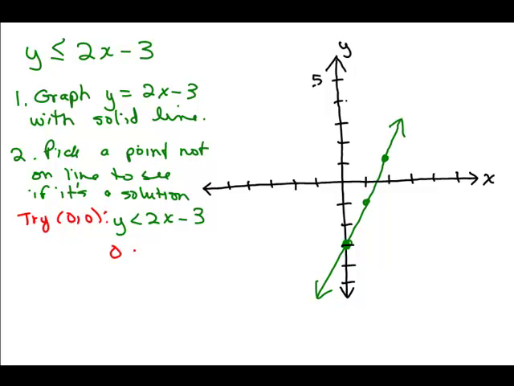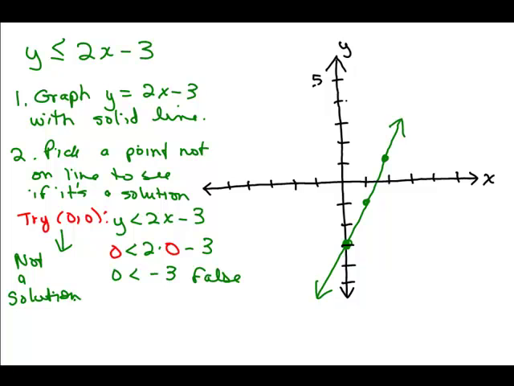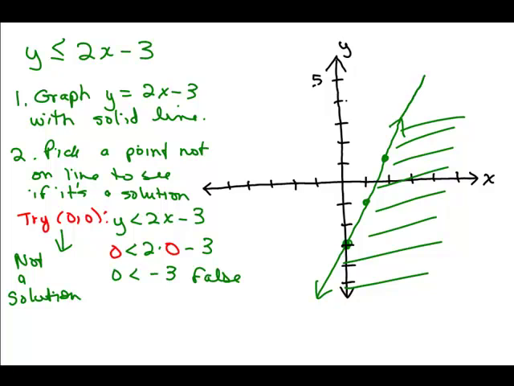So I'm going to put in 0 for y, put in 0 for x, and I'm going to make sure if this is a solution or not. 0 is less than negative 3. False. So here's 0, 0, right here in the middle, and this is not a solution. Not a solution. So we want to shade the other side. So we shade this side of the line. This really goes up higher, so if you want, you could do that. Make it a little bit more accurate.